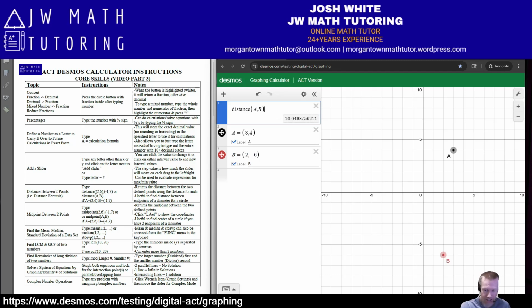The advantage to this is, if you're checking answer choices, you can easily change one of the coordinates of point A, or maybe change one of the coordinates of point B, or whatever it is, rather than having to retype the entire expression. All right, so now let's look at an example of a problem where you could use the distance formula to help solve it.